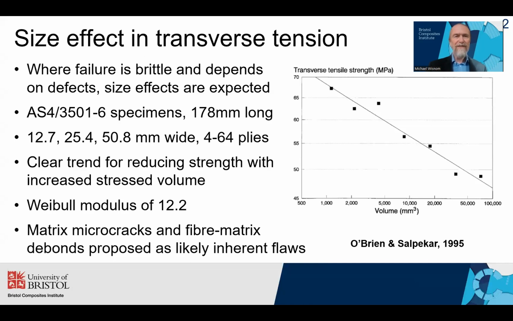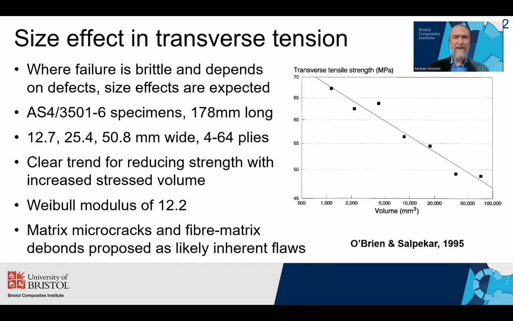Where failure is brittle and depends on defects, then we'd expect size effects. This is what we've seen in tests on most types of loading on composite materials, and this is indeed what we see with transverse tension as well. Here's some data from Kevin O'Brien, published some time ago, where he took specimens of AS4/3501-6 carbon epoxy with different widths and a large variation in thickness. The plot on the right shows on a log-log scale the transverse strength as a function of the total volume under stress. You can see a very clear relationship with reducing strength with increased stress volume.